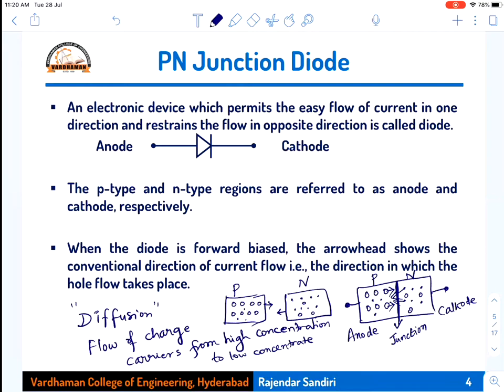And when p type and n type are brought in contact with each other, immediately diffusion takes place, because charge carriers have a tendency to always move from higher concentration to lower concentration. So the charge carriers very close to the junction immediately move from p side to the n side. Holes move from p side to n side, and electrons move from n side to p side, which are very close to the junction.